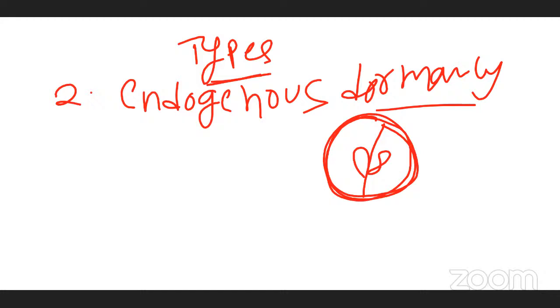Now the breakage methods. How do you break these dormancies? First one, physical dormancy. That means physical methods and some other treatments are given. First of all, here given in physical dormancy. This is very important for long questions, for dormancy breakage methods.